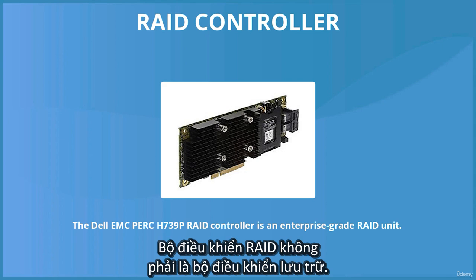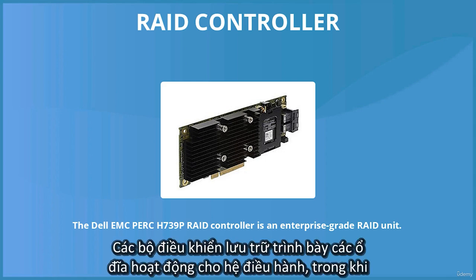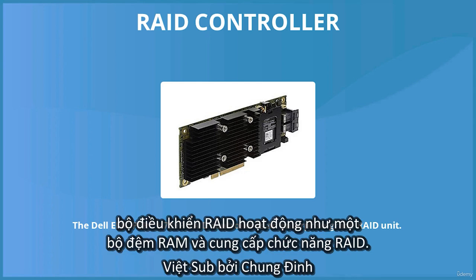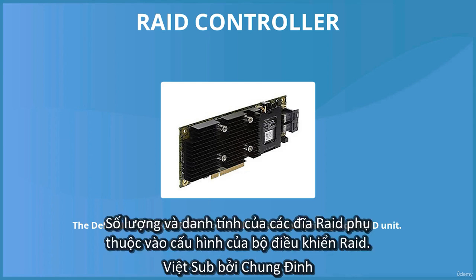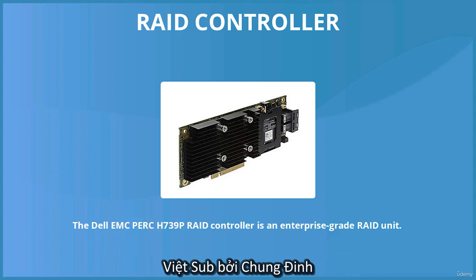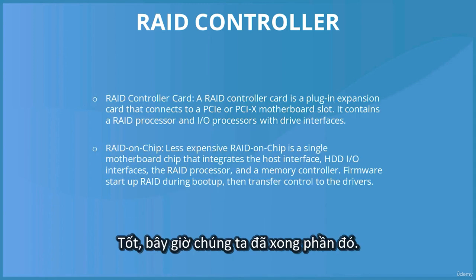RAID controllers are not storage controllers. Okay? Storage controllers present active disks to the OS, while the RAID controller acts as a RAM cache and provides the RAID functionality. The number and identity of RAID disks depends on a RAID controller's configuration. All right, so now we got all that out of the way.